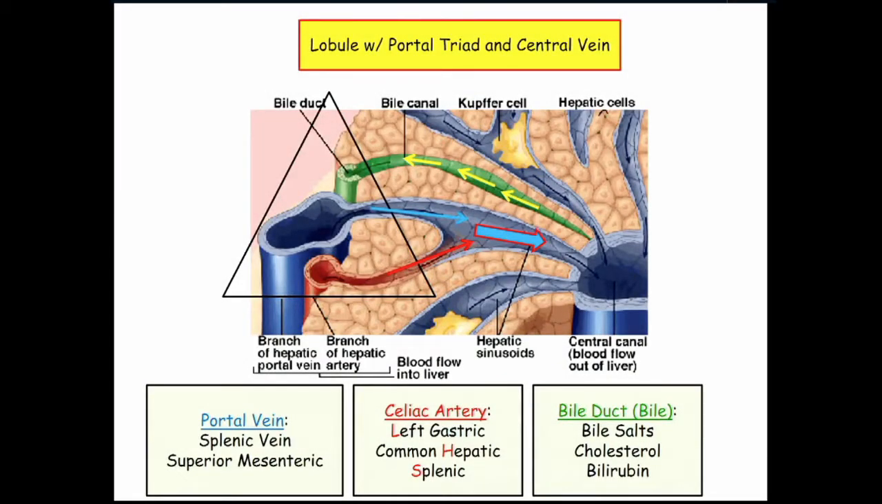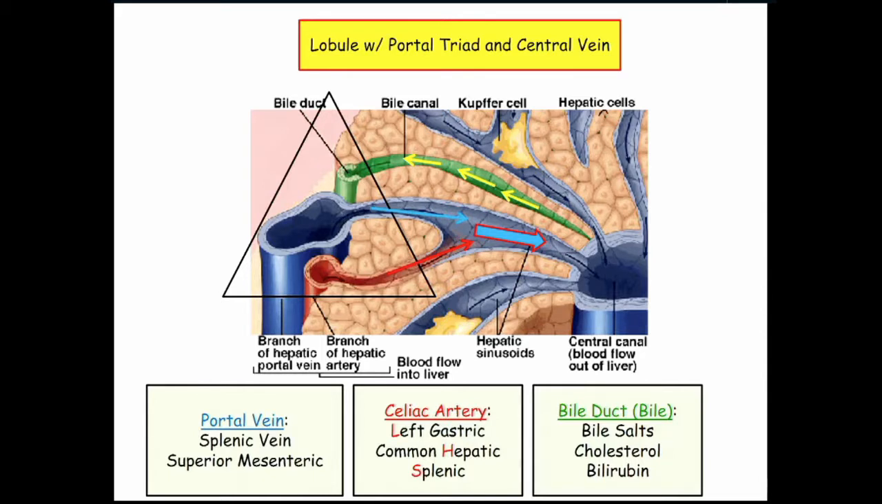Portal triad. We've got the portal vein with a couple of vessels made up of the splenic vein and superior mesenteric vein. Got it. Celiac artery, back in anatomy, used to be my favorite vessel. Now I have to use mnemonics to remember things. That left-hand side: left gastric, common hepatic, splenic. That should all be pretty straightforward to you guys. And we have the bile duct, and what's really big, and we'll spend time talking about the components of bile, that becomes a big topic.